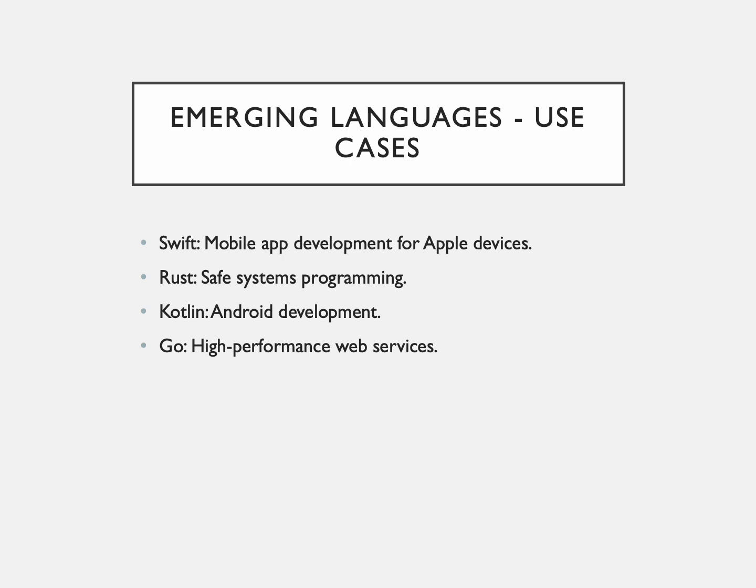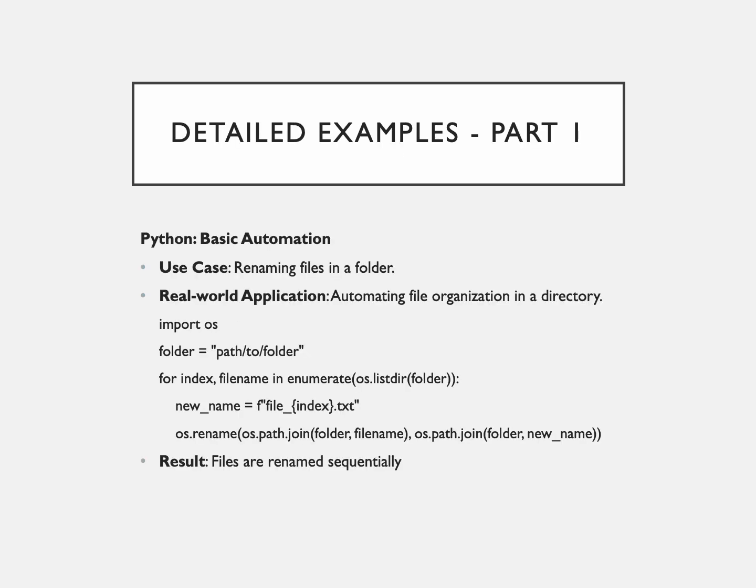Okay, so I already talked about the use cases for these languages, so I will just go to the next slide. We'll now see some examples, the code. Here we have an example of Python code for basic automation. The use case is renaming files in a folder. We want to automate file organization in a directory.